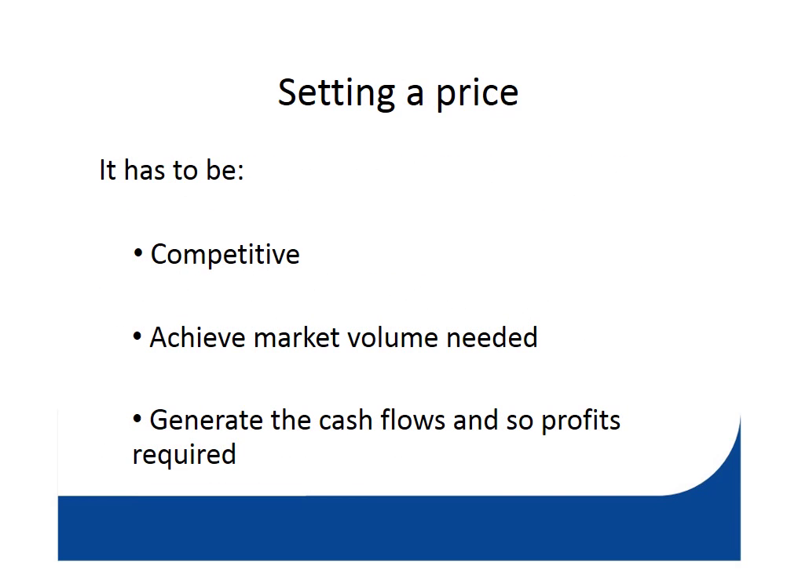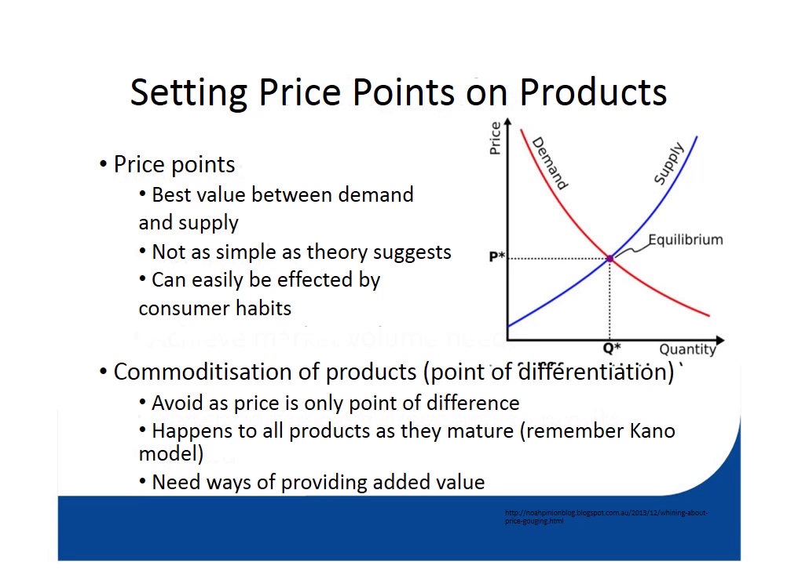Pricing involves three issues: competition, market volume, and cash flow, and so profits. Sales and markets will influence the selling price. And as you can see in the graph, there is a crossover place or position where profit is made.